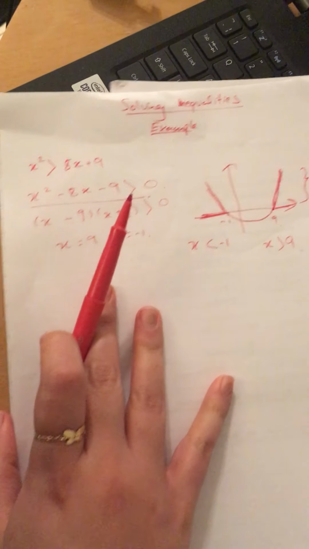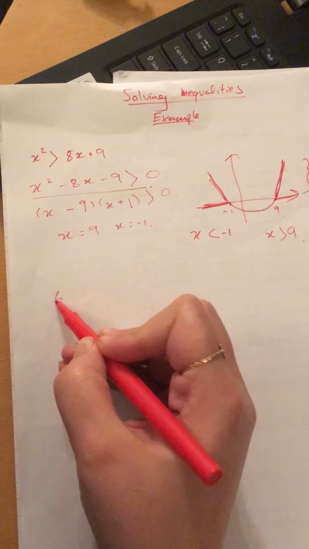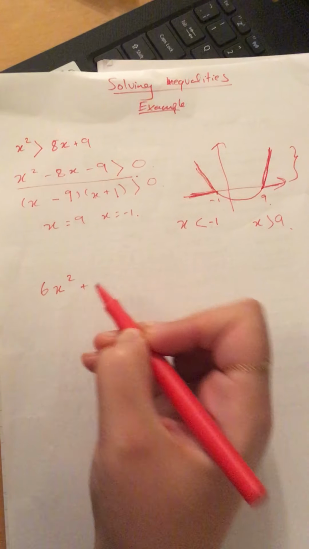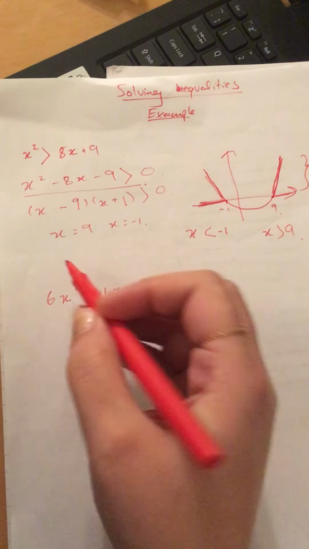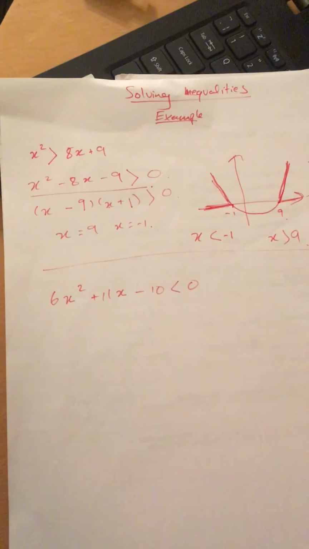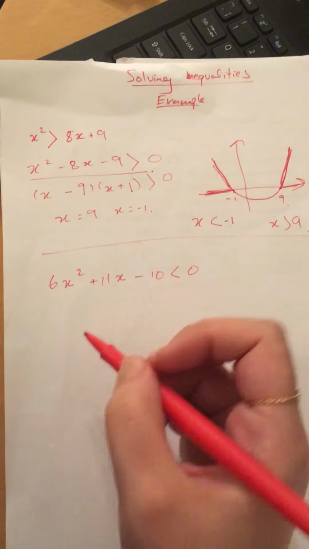If I did another example, I've got 6x squared plus 11x minus 10 is less than 0. So for this question, it was greater than 0. This one's less than 0.